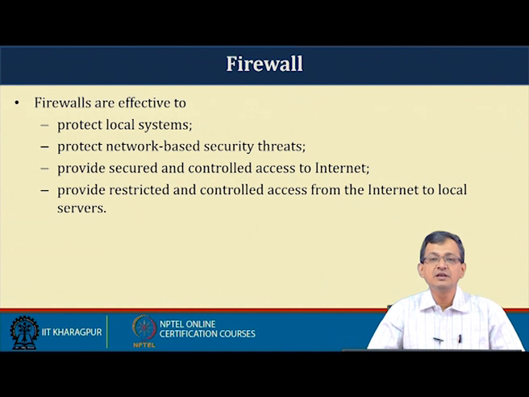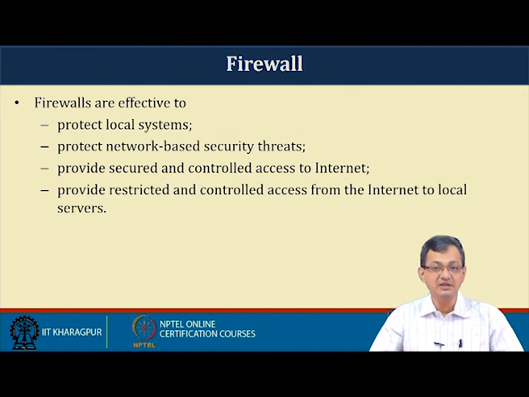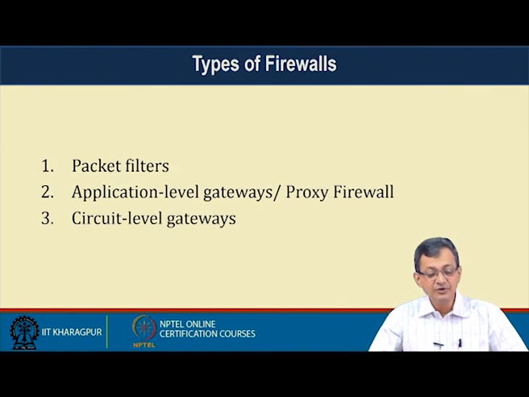Now, the obvious question that may come is which layer the firewall works at, whether it works at the IP layer, transport layer or some other layer. Accordingly, there can be different varieties or flavors of firewall. One is the packet filter, one is the application level gateway, sometimes also referred to as a proxy firewall, and another is the circuit level gateway or circuit level firewall. We will see them one by one.